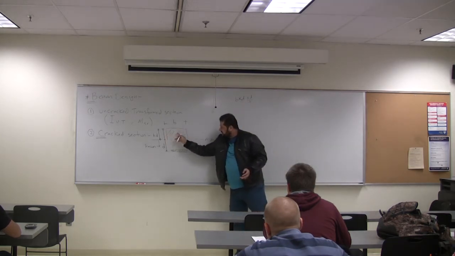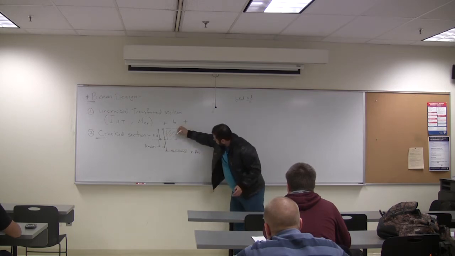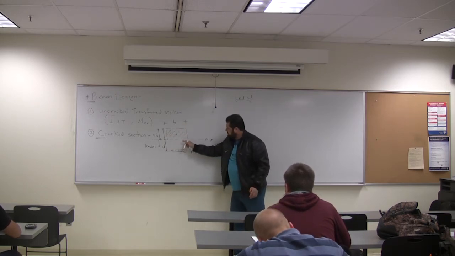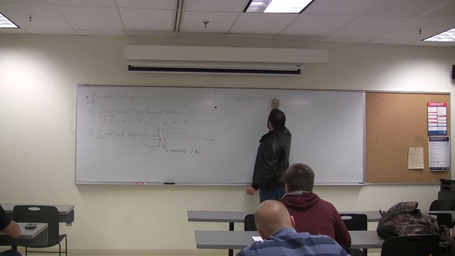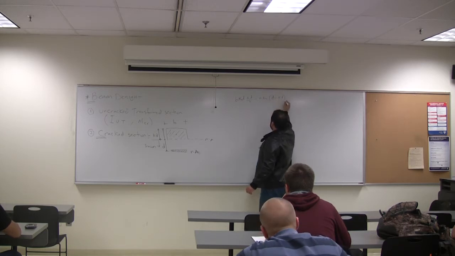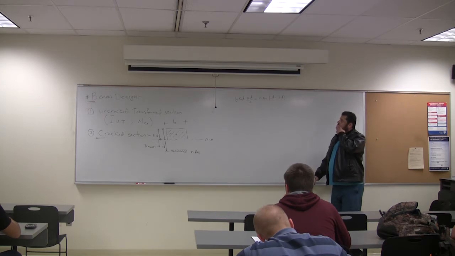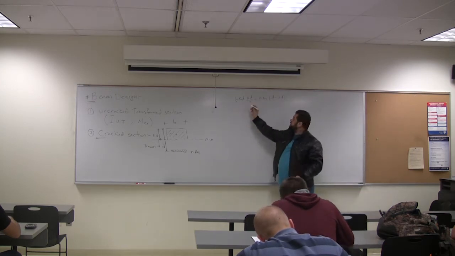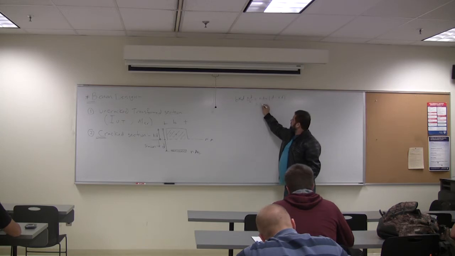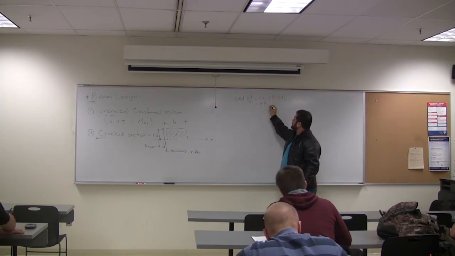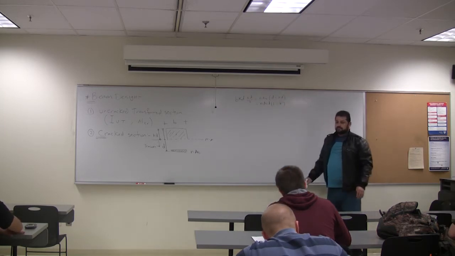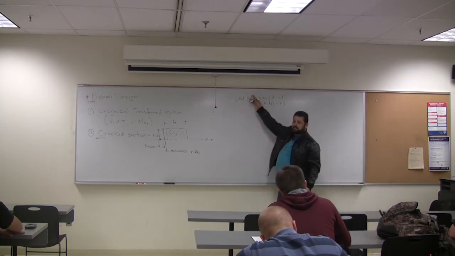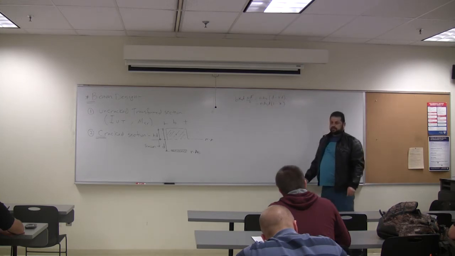BKD times KD over 2, the distance from here to here, equals this area NAS times the distance from here to here, which is D minus KD. So whatever is on the left is equal to what, guys? NAS, take one D outside: D times (1 minus K). I have D here and D here, so cancel one D from each side.